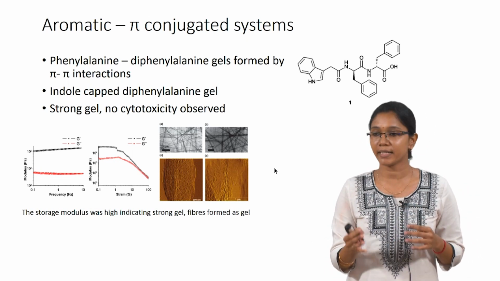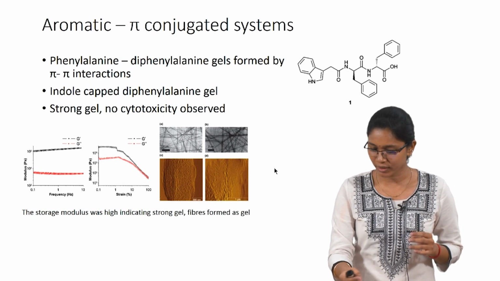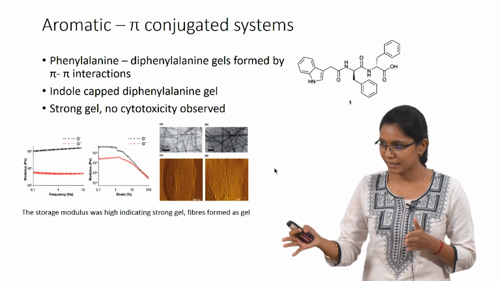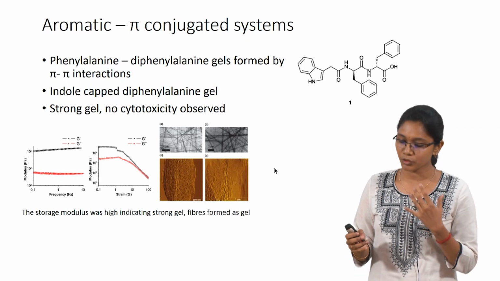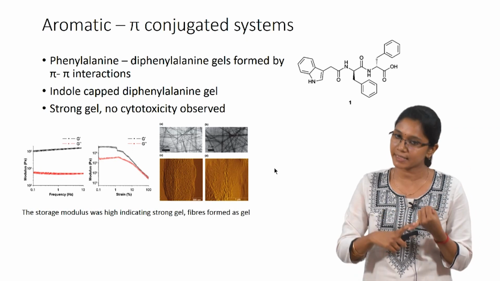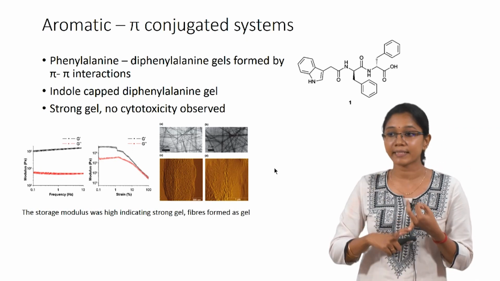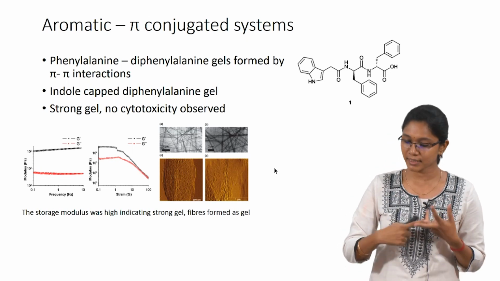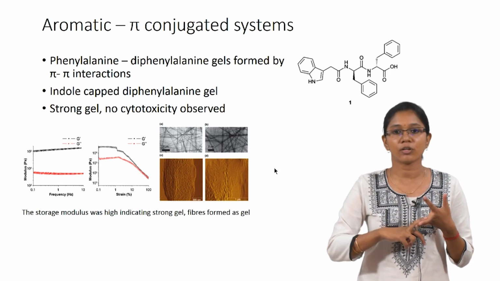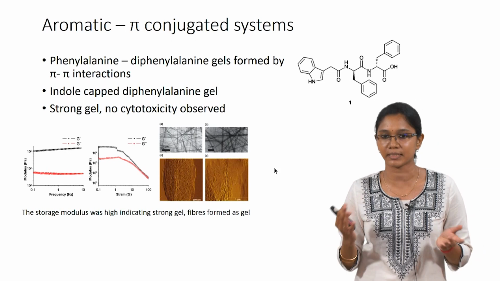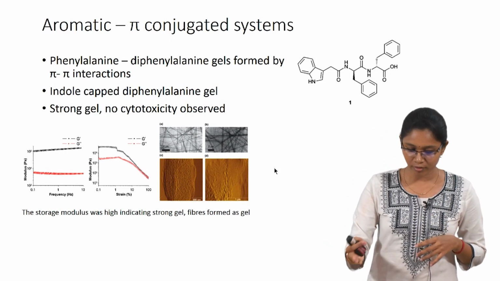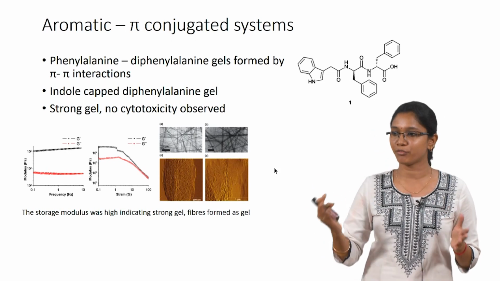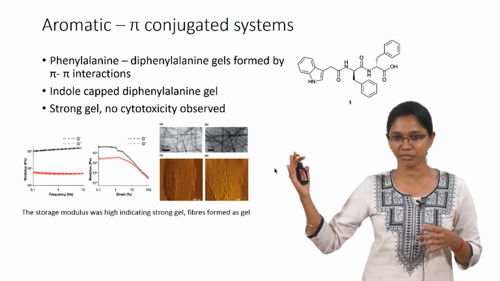So these are known to form gels, and in this study they have conjugated an indole moiety. The one on the left is an indole moiety conjugated to diphenylalanine, to see if this aromaticity increases its self-assembly property and its stability. Since they are introducing a new compound, they are also trying to see how the cytotoxicity is affected. In the initial characterization, they formed a gel and saw that it forms fibers.